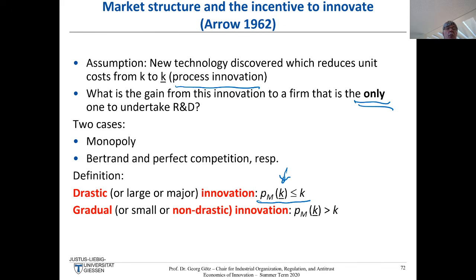Okay? Remember up there when we discussed the asymmetric Bertrand duopoly. If you are limited or bound or restricted by the costs which previously were, it's only a gradual innovation or non-drastic innovation, because you cannot set the monopoly price given the new cost, but you're limited to charge a price equal to the rival's marginal cost in case of competition.